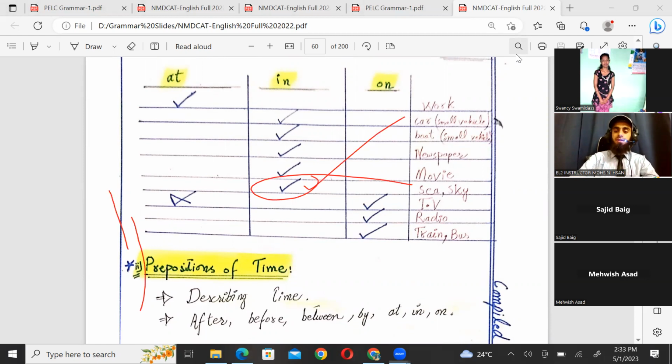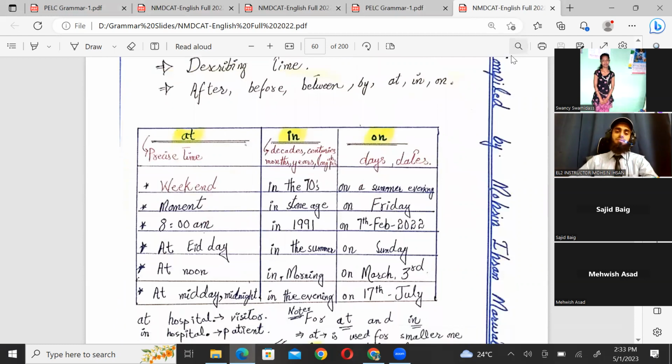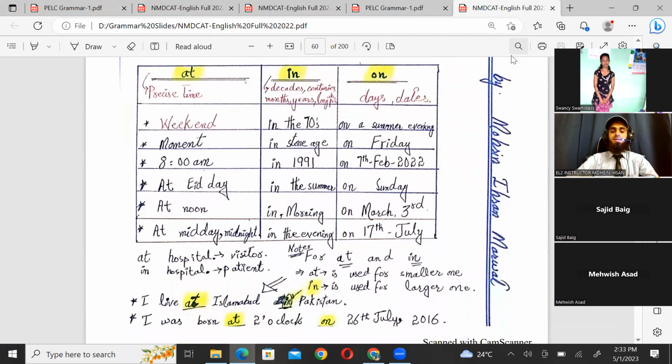Okay. Further, we have some prepositions of time, those which are going to describe the time: after, before, between, by, at, in, on. This is also important. Mostly it is going to be used in speaking as well, where you describe the time. Now, if the time is specific, precise, given, then you are supposed to use at. That is called the clear time.